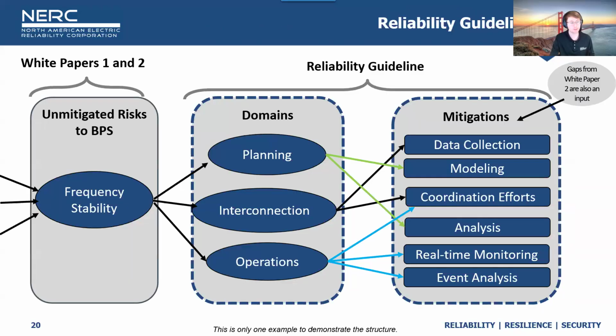So I've already talked about white papers 1 and 2 and how I plan to identify the risk and figure out where the gaps are. And the reliability guideline is the one that we're currently working on. And it really aims to figure out, okay, how can we mitigate those risks with specific changes to our processes through data collection, modeling, coordination efforts, analysis, real-time monitoring, and event analysis.